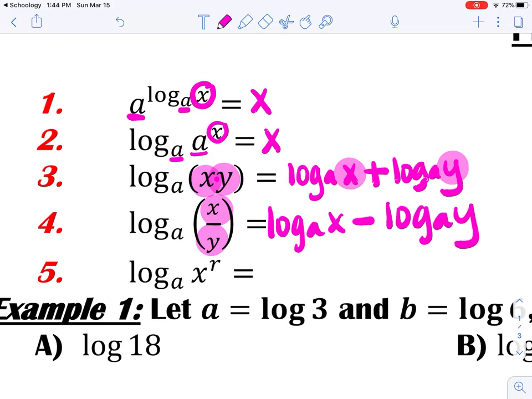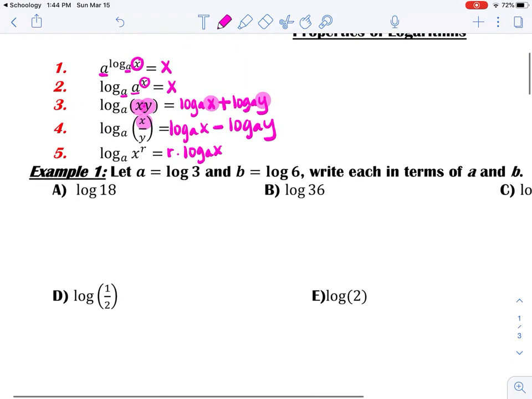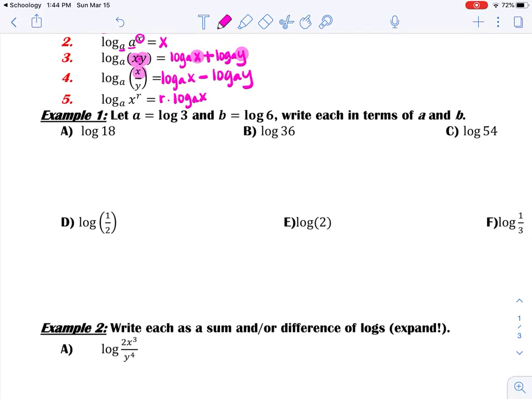Last but not least, we have a power here of r. If you have a logarithm and there is an exponent on the argument, what you can do is bring the exponent in front of the logarithm and multiply it by that logarithm. So this is equivalent to r times log base a of x. All right, so now we're going to use those properties to do each of these problems here.